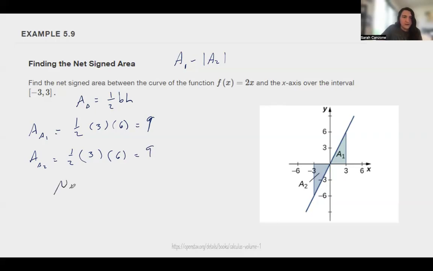So net area is going to be A1, which is 9, minus A2, which is 9, which actually tells us that the net area is 0. If you were to combine these two areas, they're in fact the same area, and it just totals out to be nothing at all.